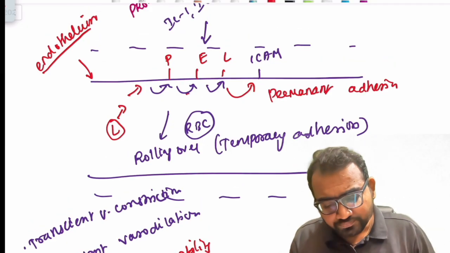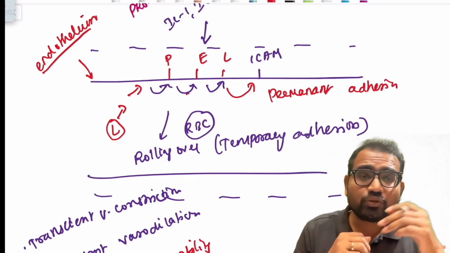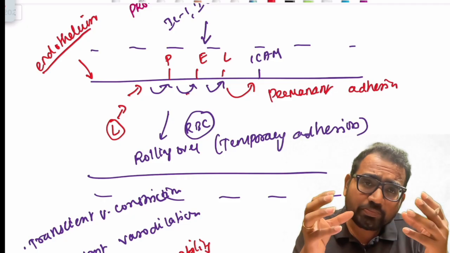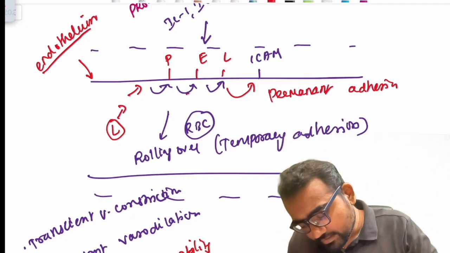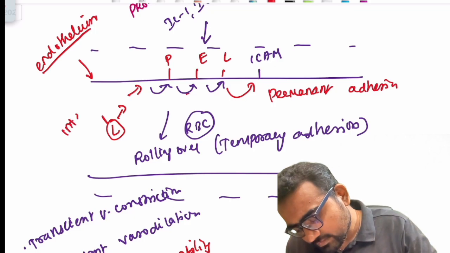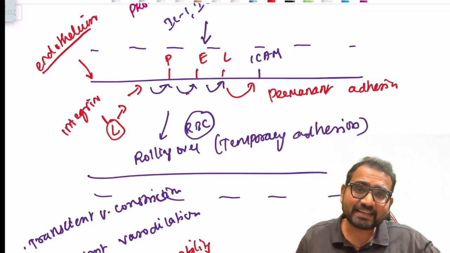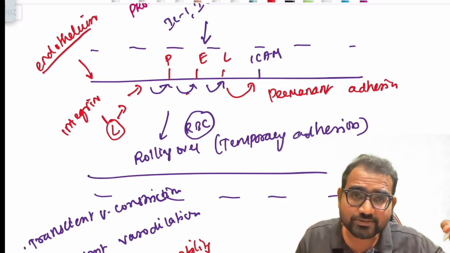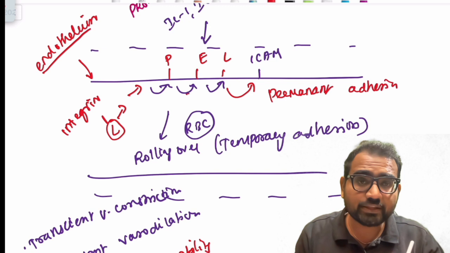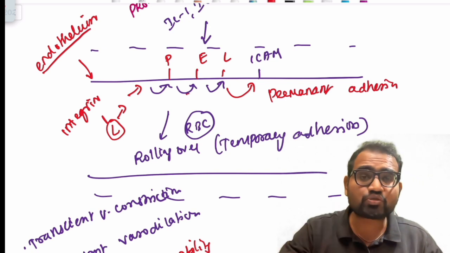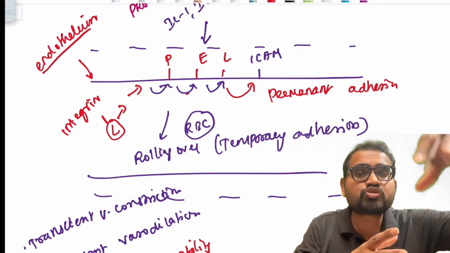Another important point is we have ICAM in the endothelium. So something should be present on the leukocyte to bind to the ICAM. That is called integrins. So the endothelium will have P and E selectins and ICAM. The leukocytes will have integrins. Only when the integrins present in the leukocytes bind to the ICAM, there is going to be permanent adhesion. Only when there is permanent adhesion, the leukocytes move outside.